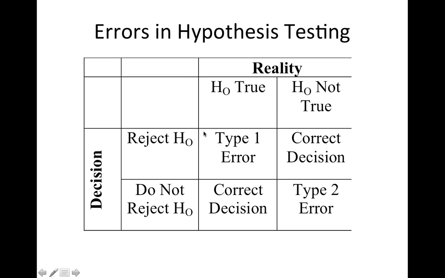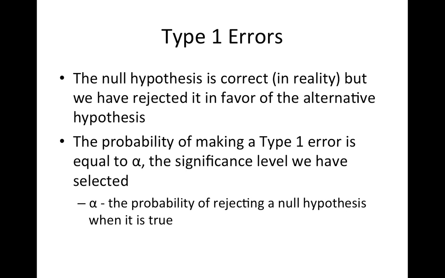So, when we reject the null when it's true in reality, we've committed a type 1 error. When we fail to reject it and it's true, we've made the correct decision. When we've rejected the null when it's not true, we've made a correct decision, and when we fail to reject it when it's not true, we've actually committed another type of error. So a type 1 error is when the null hypothesis is in reality correct, and we've rejected it in favor of the alternative. The probability of this error is alpha, our significance level.